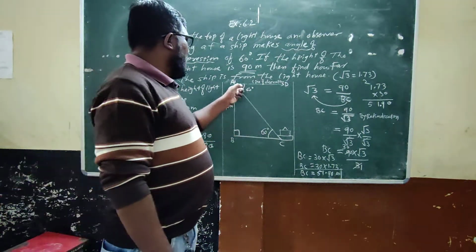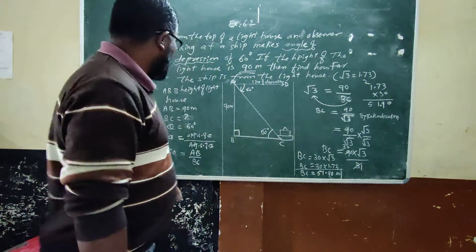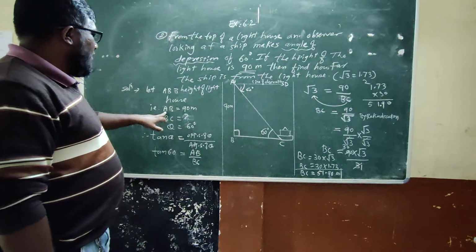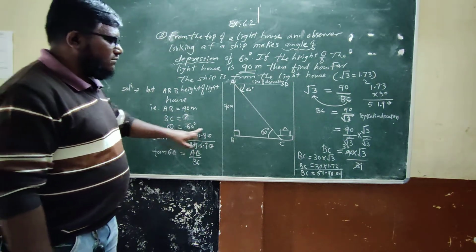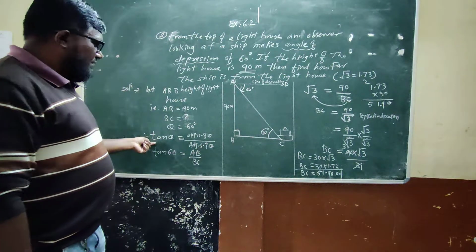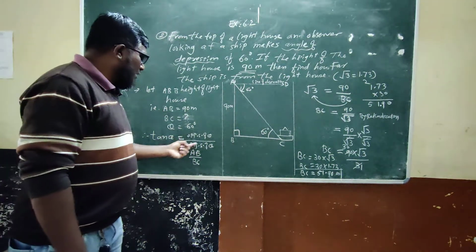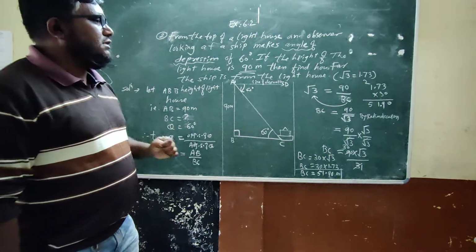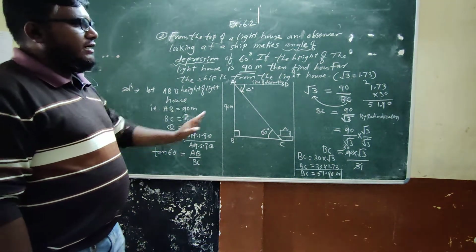The person is making an angle of depression of 60 degrees. So like this we have written, let AB be the height of the lighthouse. AB is 90 meters. BC we have to find. Theta is given now, 60 degrees. So we have to take the value of tan theta, that is opposite side upon adjacent side. Tan 60 is equal to AB upon BC. Now the value of tan 60 will come from the trigonometric ratio table.